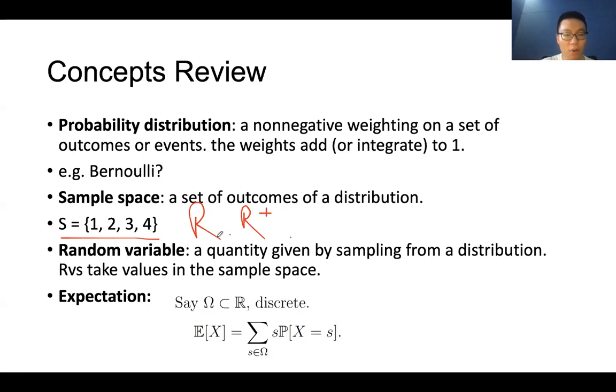What is the random variable? The random variable is the quantity given by sampling from the distribution. So the random variable takes values in the sample space. Okay, so for example, when X is in a sample space, it should take a value from this sample space, right? It should be 1 at some times, or it should be equal to 2 at other times, right? So the X we call a random variable.